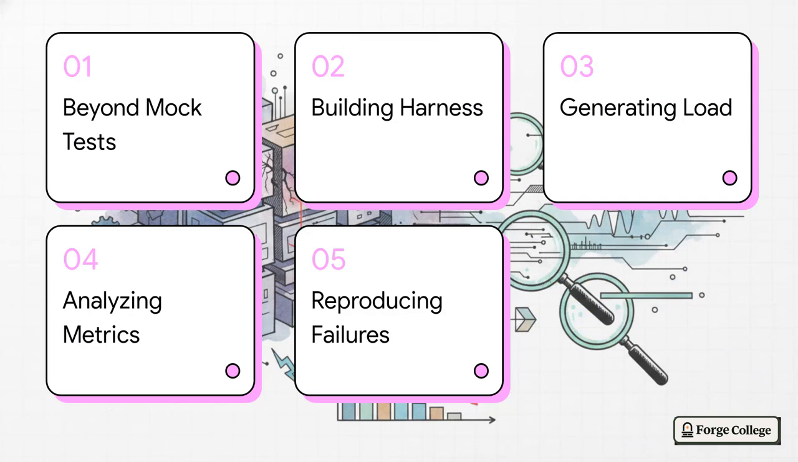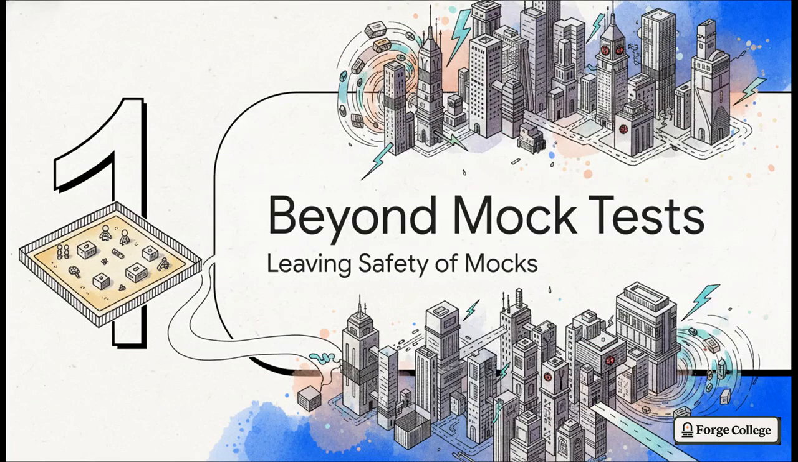So here is the blueprint for today's explainer. We'll move beyond mock tests, build a test harness, generate load, analyze the metrics, and finally reproduce the failures. All right, let's jump straight into section 1.